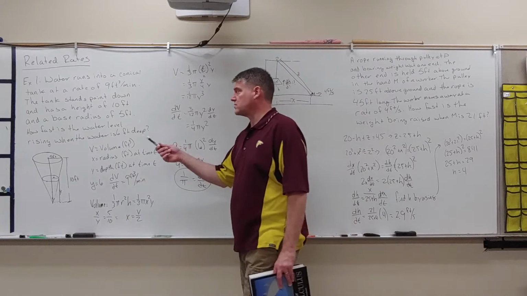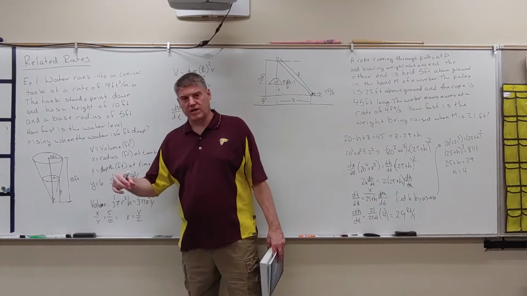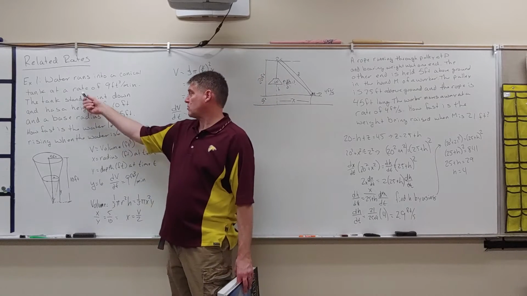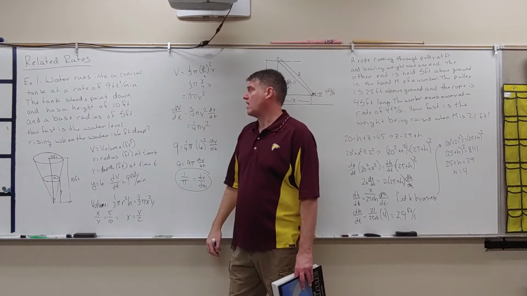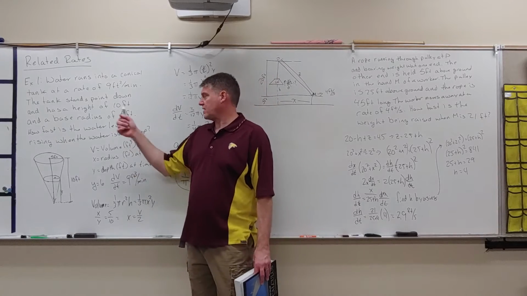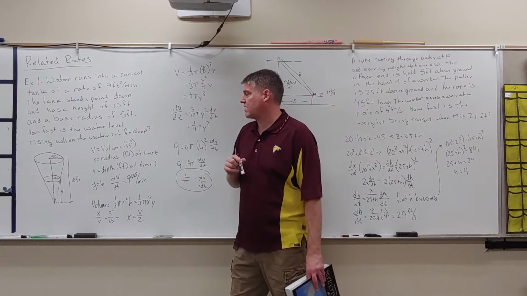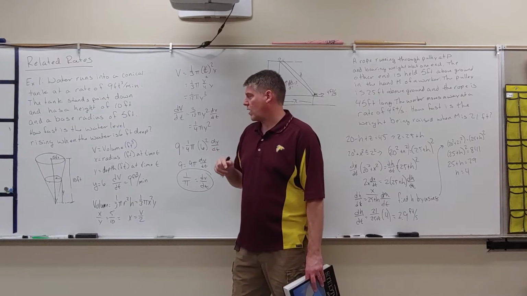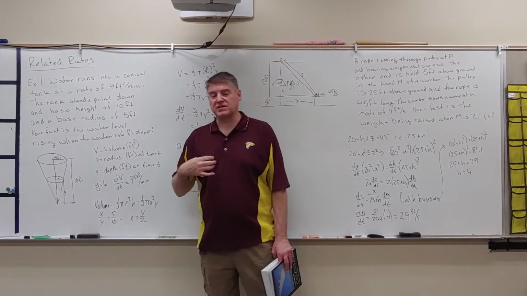The first one is we have water going into a conical shaped tank. It's coming in at a rate of 9 feet cubed per minute. The tank stands point down and has a height of 10 feet and a base radius of 5 feet. How fast is the water level rising when the water is 6 feet deep?